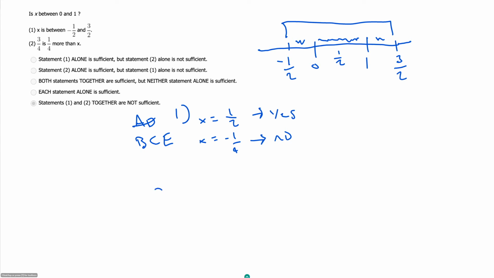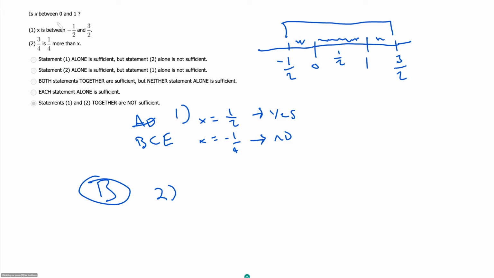Statement 2, 3/4 is 1/4 more than x. So here, if we want to translate the statement, we could, but I don't have to. From just reading this statement, I know here the answer is B, and this statement is sufficient. How do I know that?